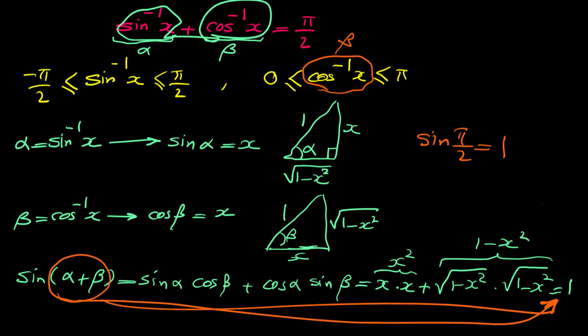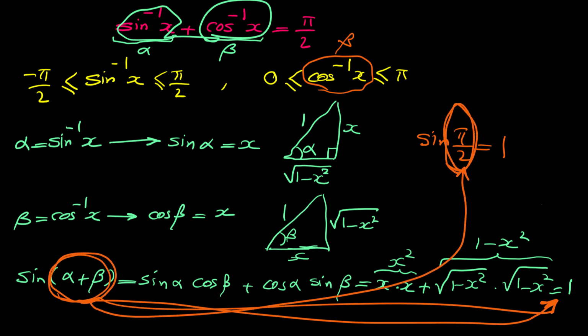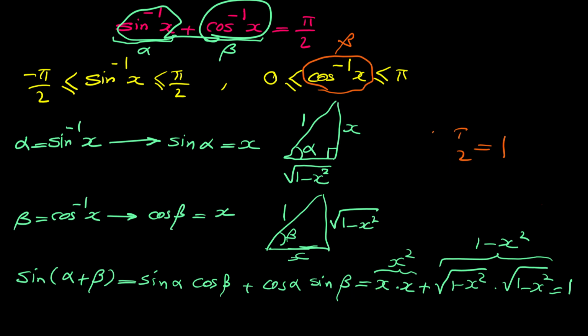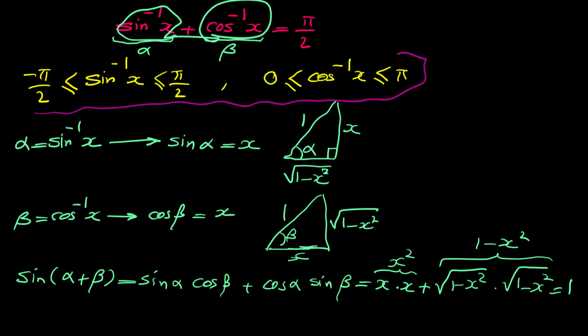So from this, we want to conclude that alpha plus beta is pi over 2, because sine of pi over 2 is also 1. But there is a problem here that you have to notice. The reason that at the beginning of the proof I mentioned these relations is exactly for here. Please pay attention. Sine of pi over 2 is 1.